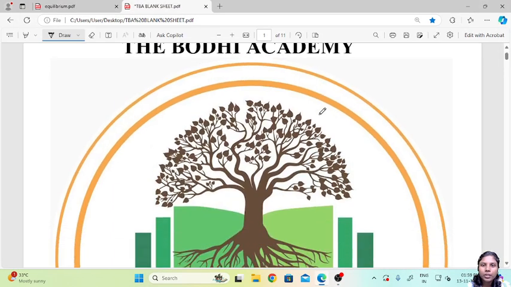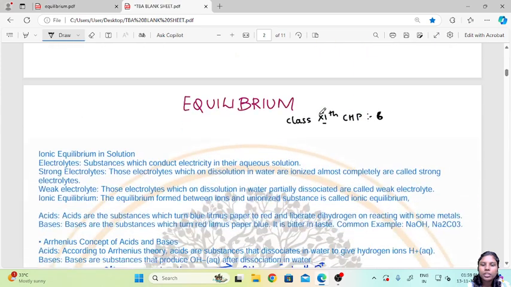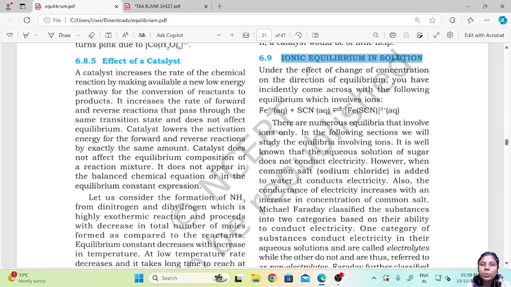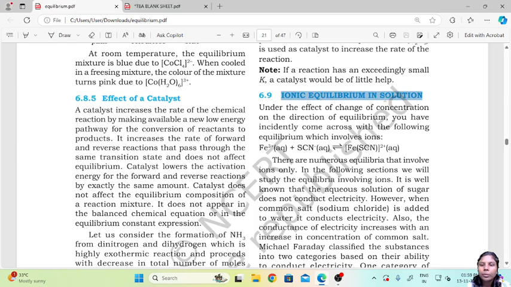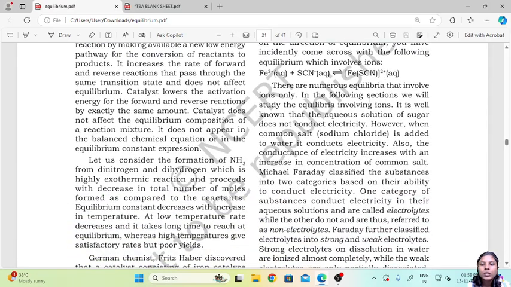My name is Amisha Classo, and in today's video we'll continue with our class 11 chapter 6, equilibrium. So today we are going to talk about the ionic equilibrium in solution. In this following section we will specifically talk about the equilibrium that involves ions.